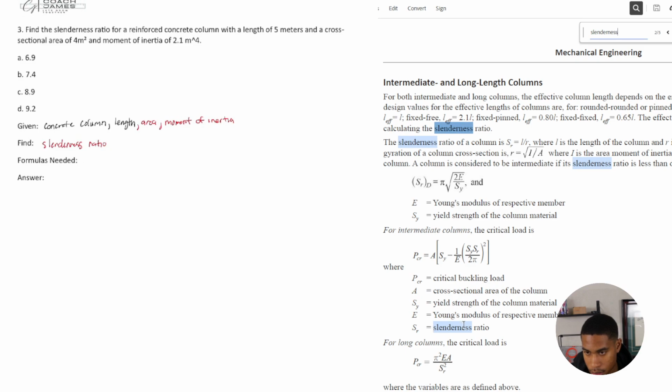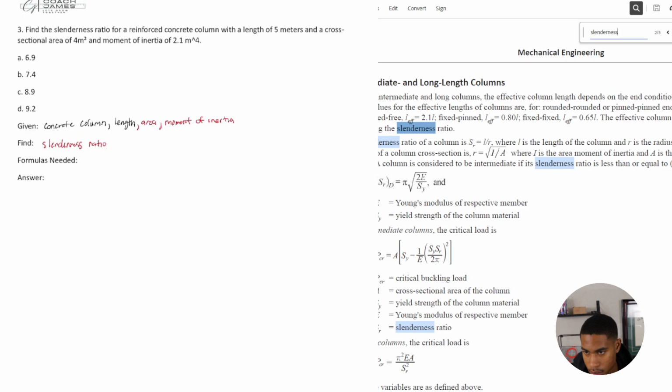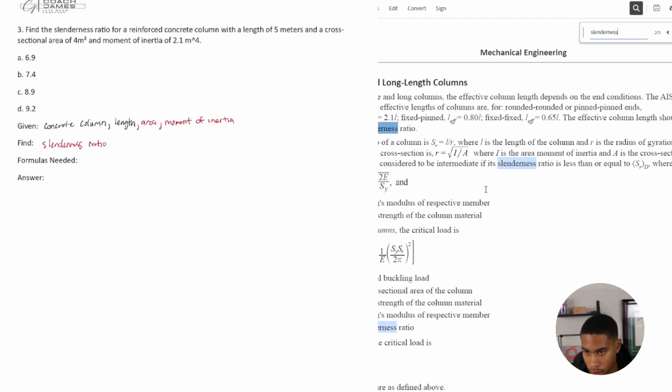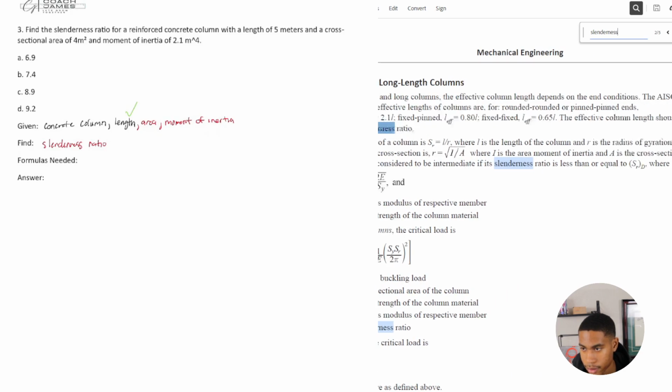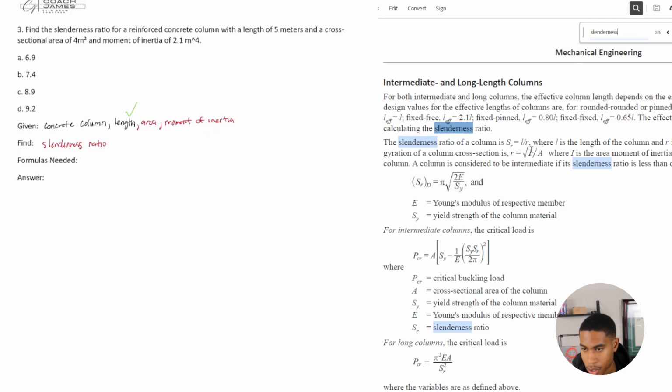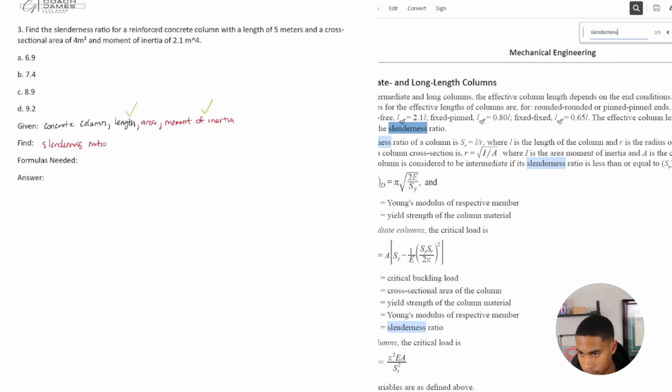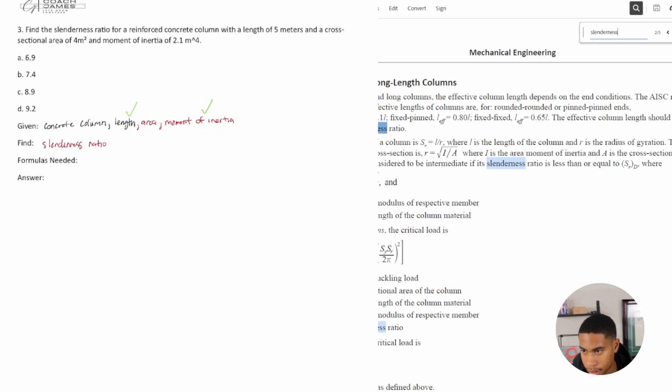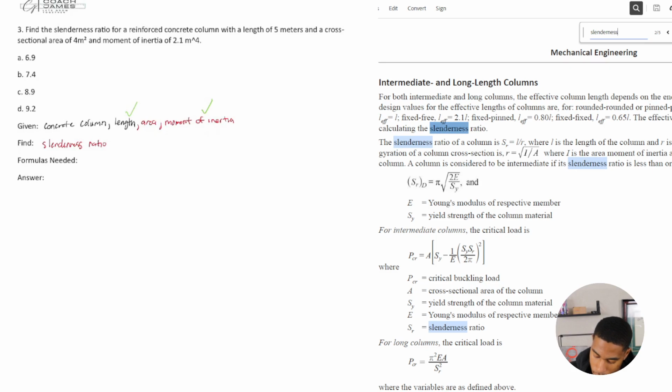Slenderness ratio, SR. So what is SR? The slenderness ratio of a column, SR, is equal to L over R, where L is the length of the column. Okay, we have the length of the column. Check. And R is the radius of gyration. So do we have R? The radius of gyration of a column cross section is R equal to the square root of I over A, where I is the moment of inertia. We have that. And A is the cross-sectional area of the column. Okay, so we have L and we have R, and that'll give us SR.